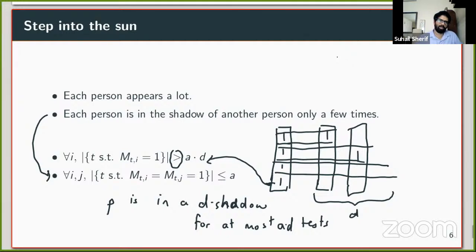So you can think of it as how many tests of person P are covered by D other people. Maybe A tests were covered by one person, another A tests might have been covered by another person, and so on. D people together can cover at most A into D tests. But it appears in more than A into D tests. So at least one of the tests that P is involved in is not covered by D people. All right, it's clear for some, it's more vaguely clear for others.